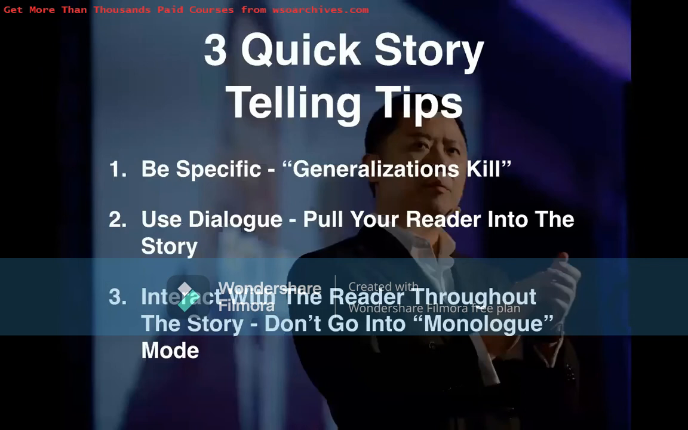Last part, number 3. We're getting close to the end almost. All right. Interact with the reader throughout the story. Don't go into monologue mode, right? So monologue mode, meaning, hey, so here's what happened to me, here's what happened to her, and then I did this, and I did that, and I said this, and I said that, and here's what he said to me, and blah, blah, me, and then here's what I did, right?